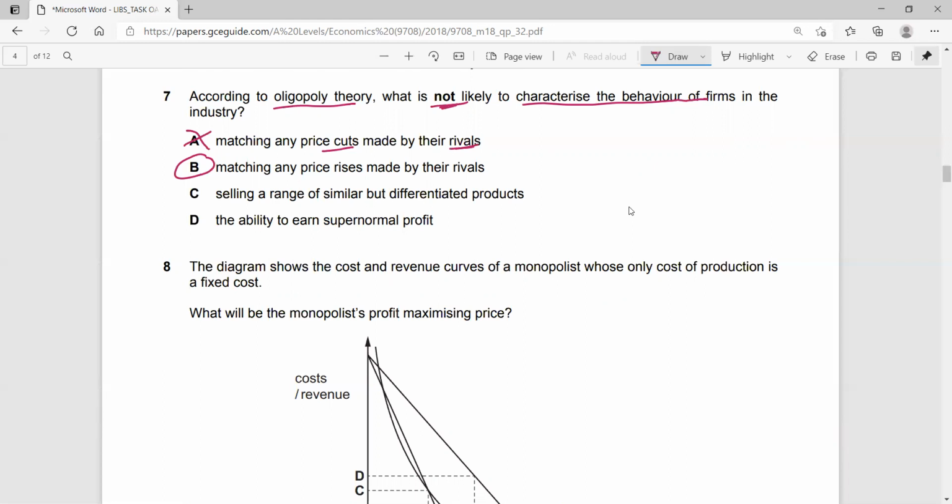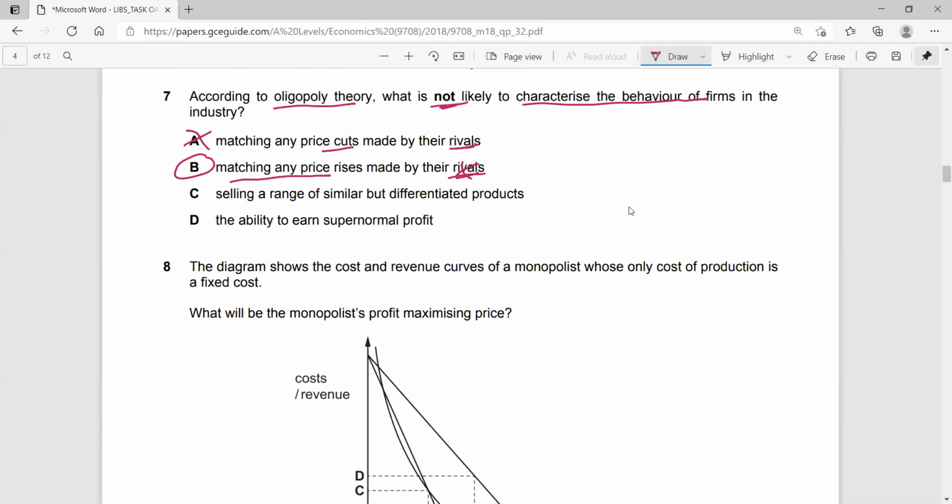Here, you won't match a price rise, because if they're raising their price, you're like, sure, go ahead. I'm also a large firm with good products and economies of scale and all of that. And thus, if you increase your price, I won't increase my price just so that I can knock out my rivals and essentially mess them over and then grab their market share. So this is something that won't happen in an oligopoly, which is why it was not likely to characterize the behavior.